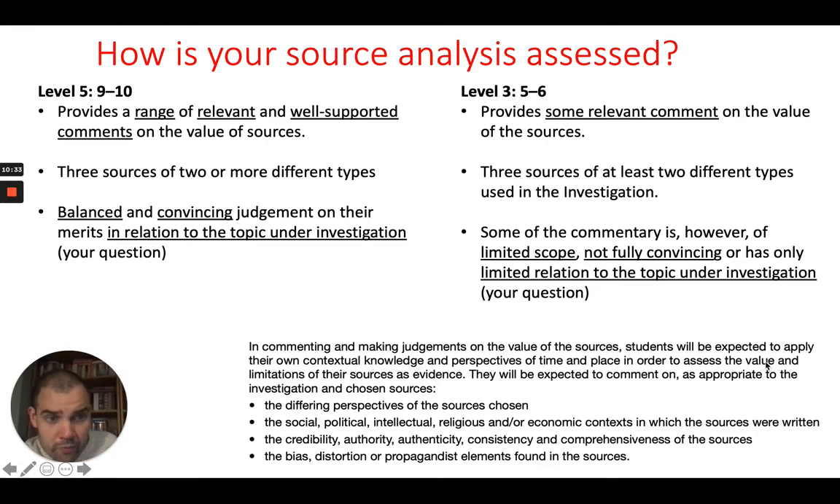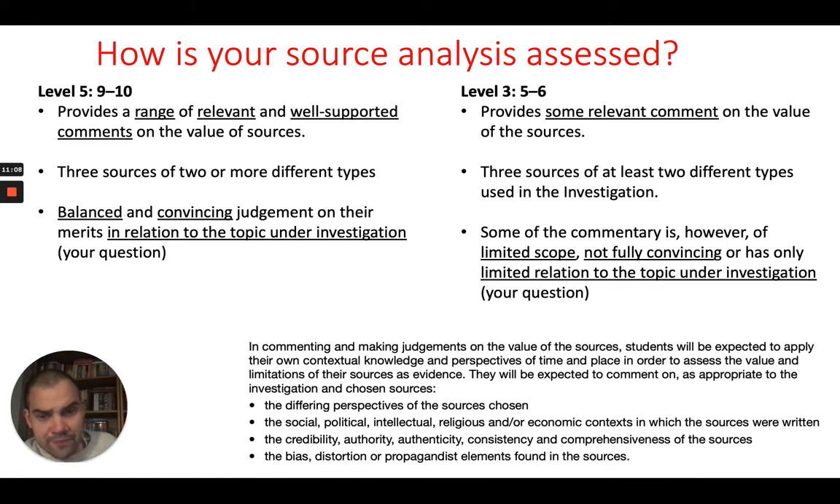Students are expected to apply their own contextual knowledge and perspectives of time and place in order to assess the value and limitations of the sources as evidence. Yeah, so using your contextual knowledge. They would be expected to comment on these as appropriate to the investigation and chosen sources. So remember, what all this means is that you don't need to comment on every single one of these things, but you would be expected to comment on some of them. It would obviously depend on what particular source you were analysing at that point, and what your question was.